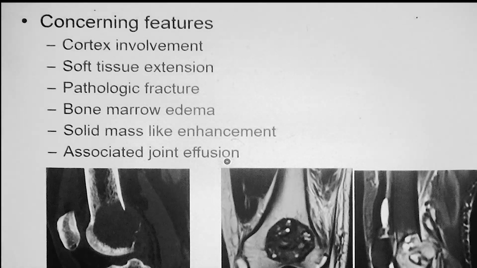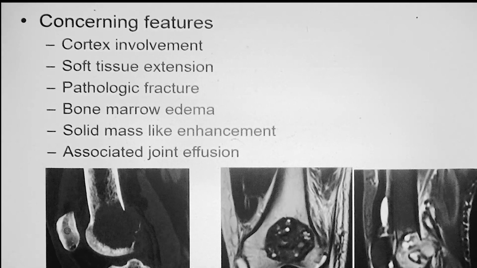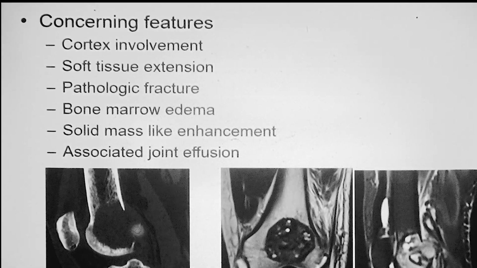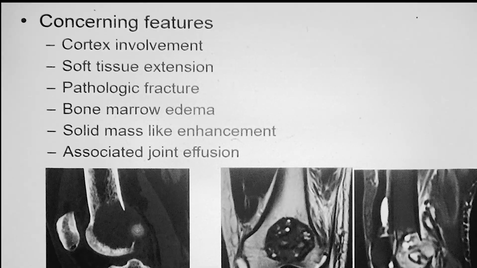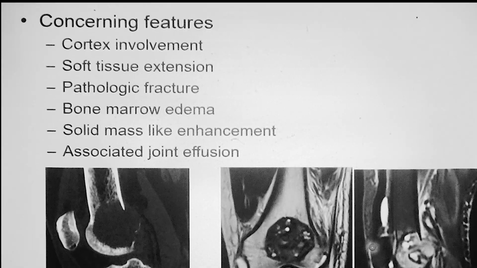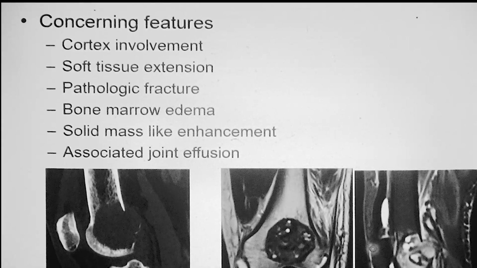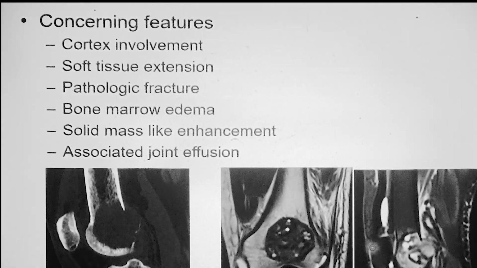Concerning features for malignancy reported on MRI include cortical involvement, soft tissue extension, pathological fracture, edema, solid mass-like enhancement, and associated features. So in this case, we don't see a pathological fracture. What will be your MRI report? Typically this is a GCT.